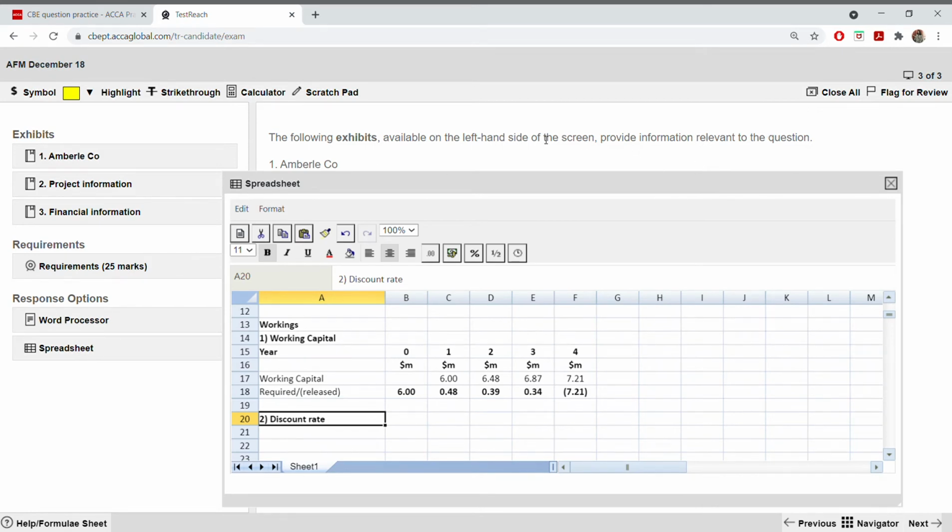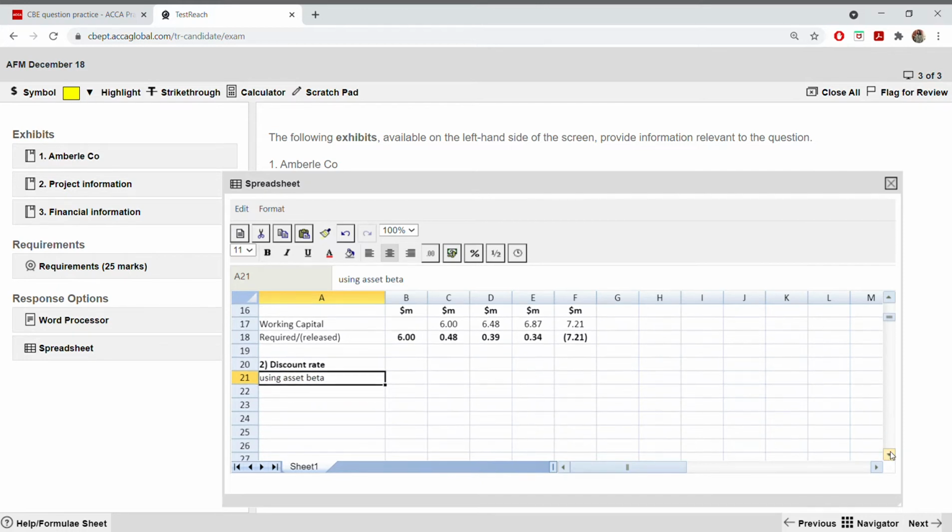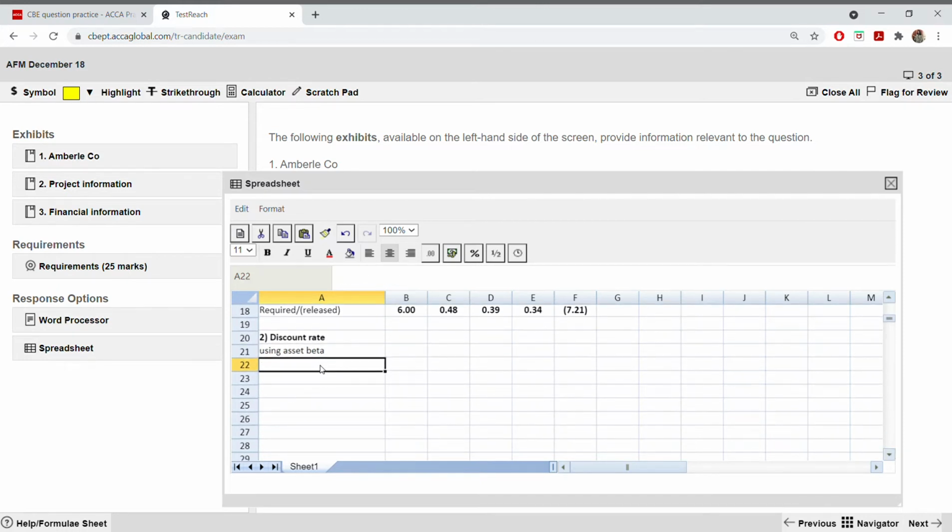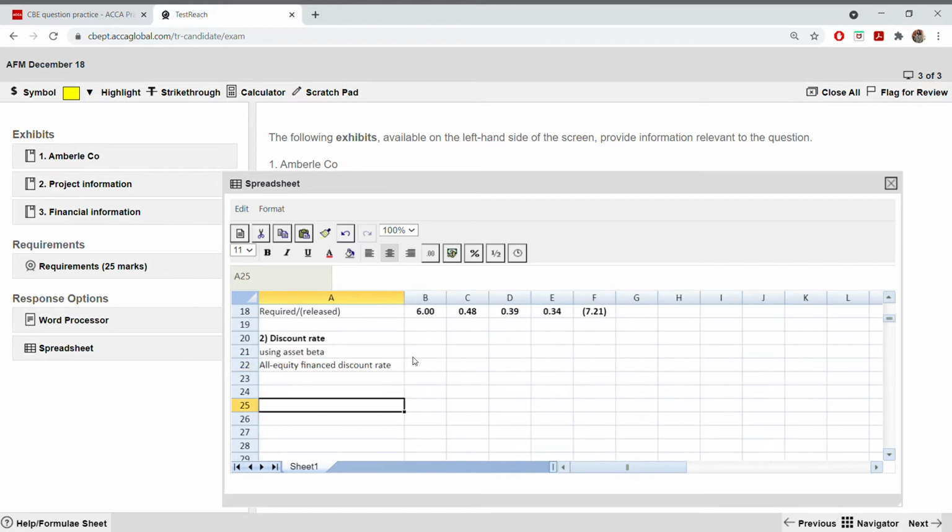So now when I'm going to find the discount rate, you have to tell what you are using. Using asset beta. Why asset beta? All equity financed discount rate. You have to write it, by the way, because this is the base case net present value.